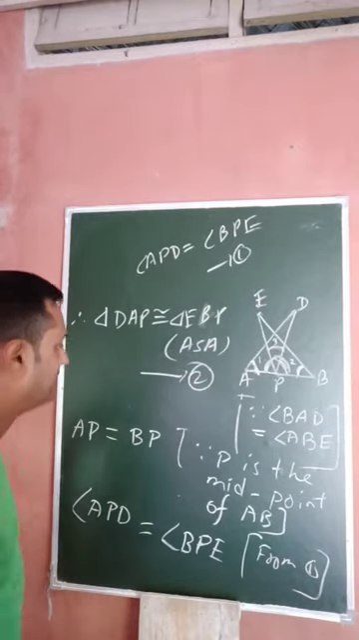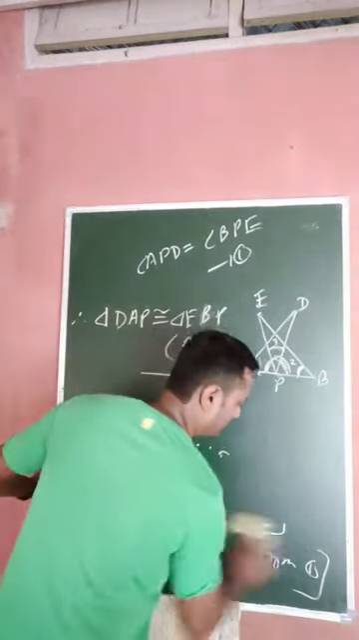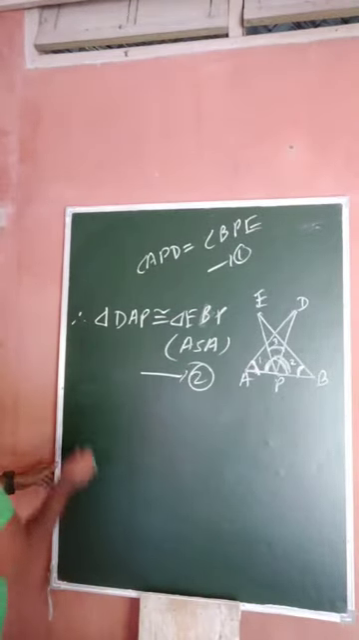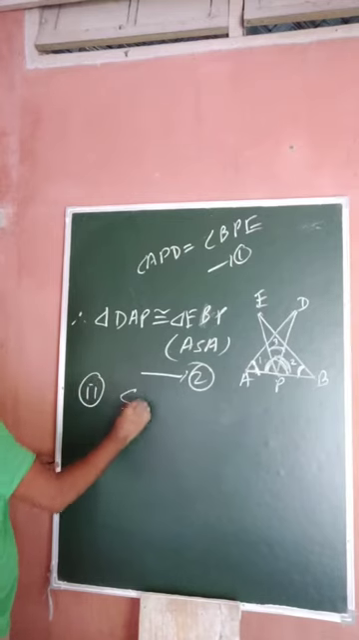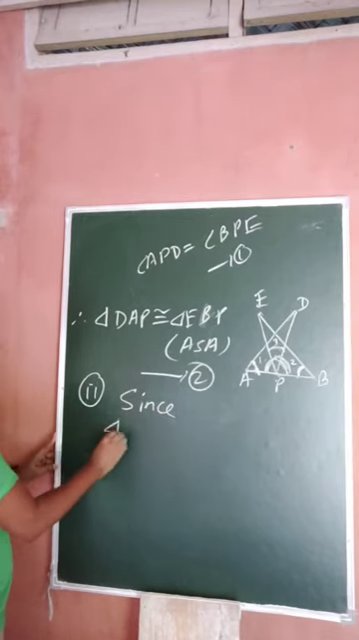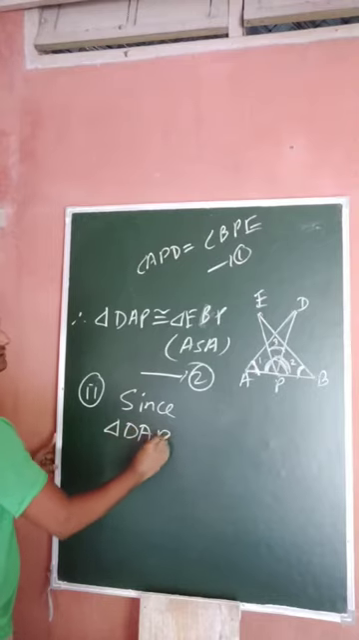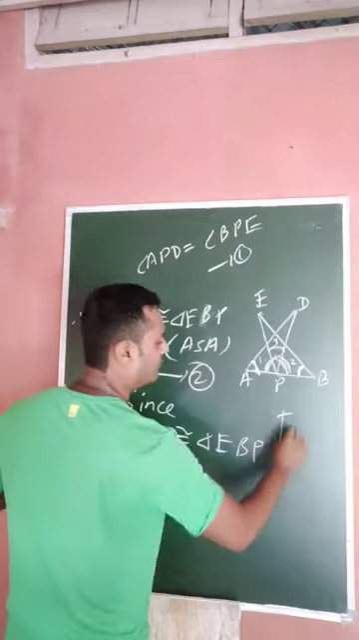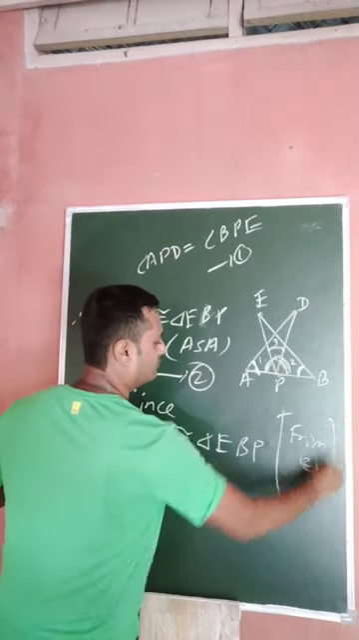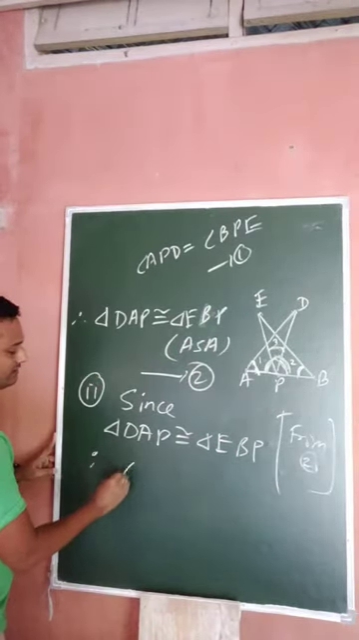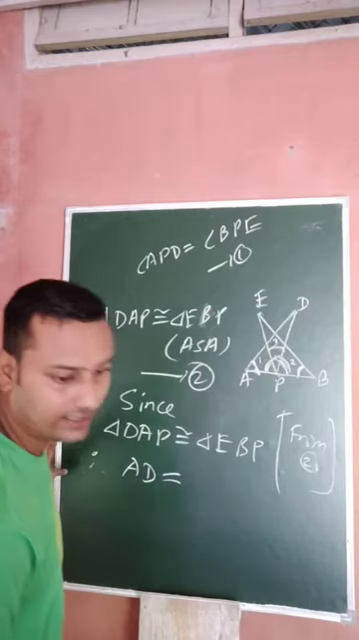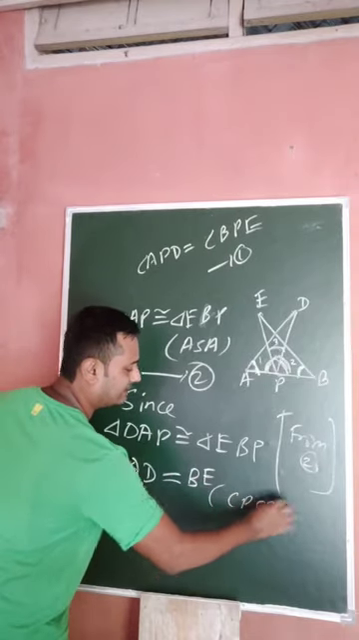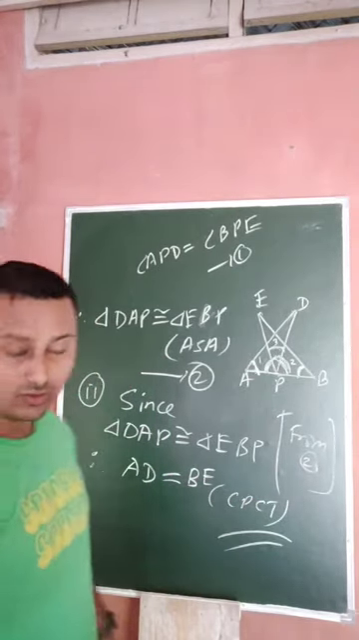So one thing we proved here. Now come to the second part of the question. Since triangle DAP is congruent to triangle EBP, within bracket write from 2, therefore AD is equal to BE, which is CPCT, corresponding parts of the congruent triangles. Okay.